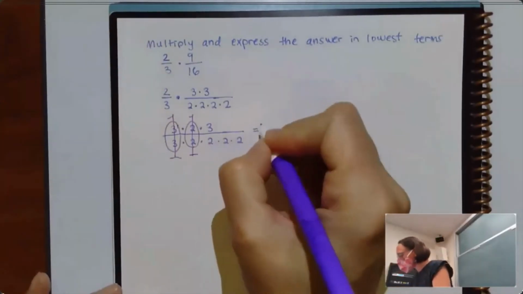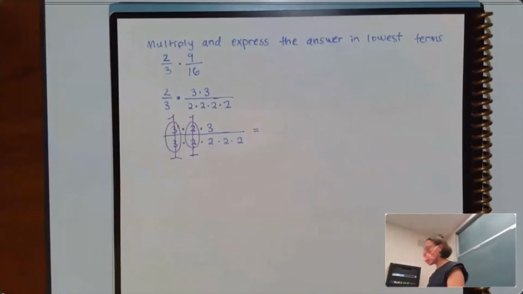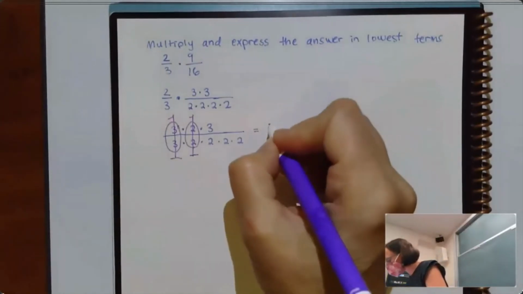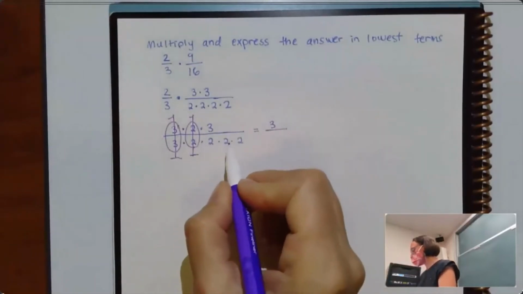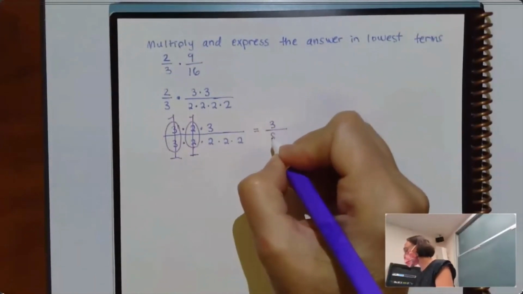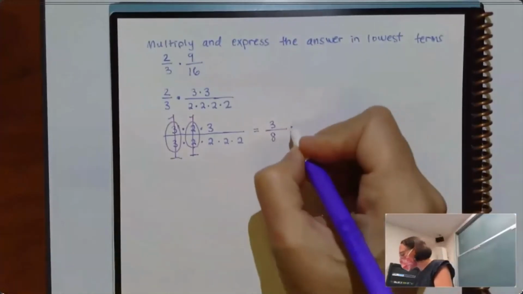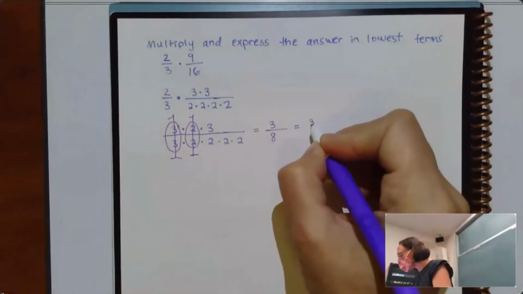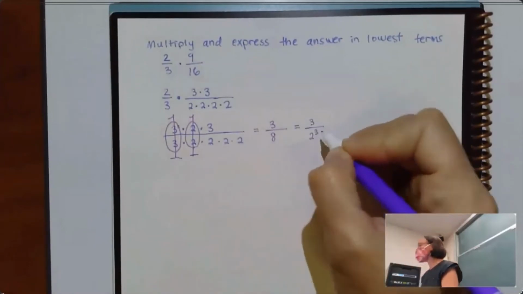That means that on top, the one thing that's left that doesn't have a partner on the bottom that would make it a 1 equivalent is 3. And then I can remultiply these together and say 2 times 2 times 2 is 8. And I get 3/8. It would also be okay to look at the bottom and write it as 2 raised to the 3rd power.